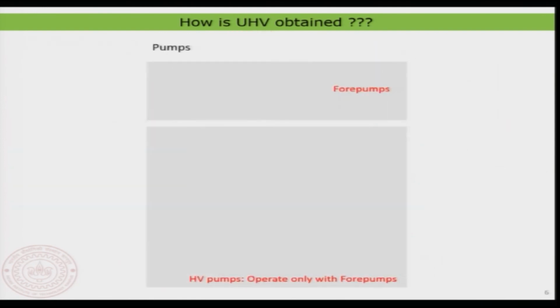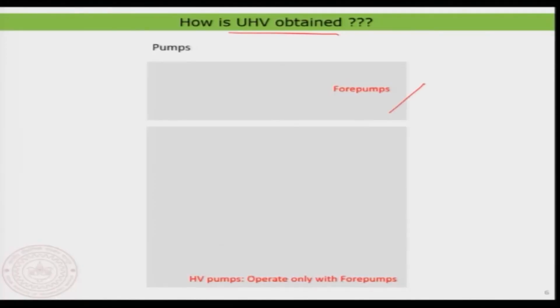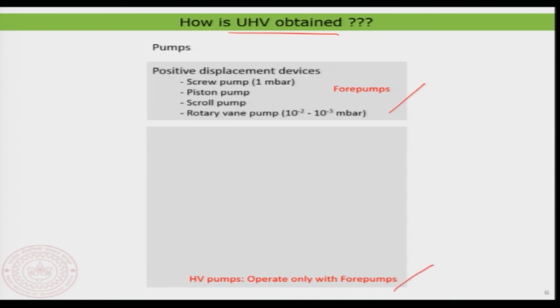Now, how to obtain the ultra high vacuum is very simple. You have to pump, as I told you. So, now we know how the chamber should look and the type of the chamber. Once you have the chamber, you can pump the system, but in pumping there are two stages. One is called the fore pump, and then we have the high vacuum pump. The fore pumps are very simple. They are just displacement devices, like a screw pump, a piston pump or a rotary vane pump.